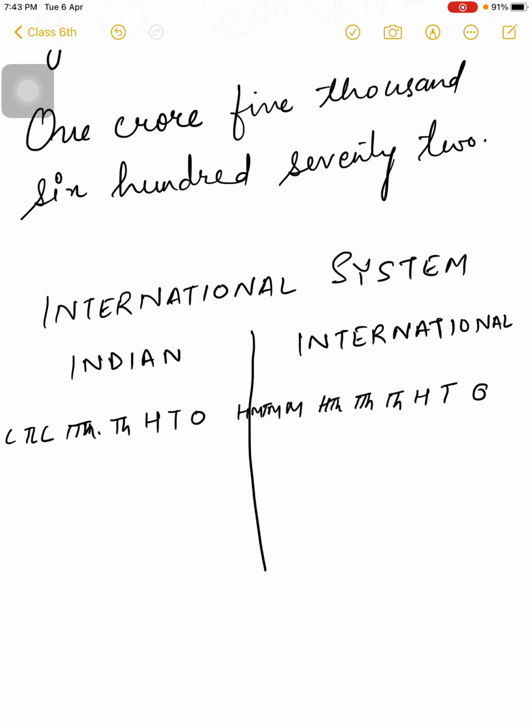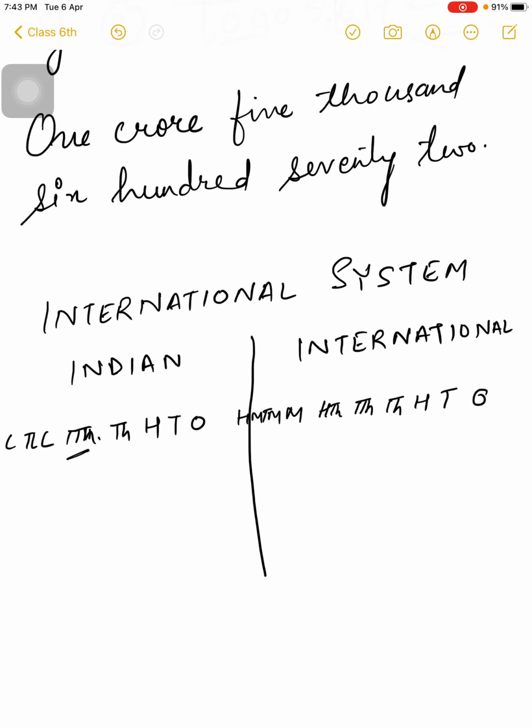So again, what is the difference between the Indian and international systems? Till 10,000 it is the same: ones, tens, 100, 1000, 10,000 in the Indian system, and in the international system also ones, tens, 100, 1000, 10,000. After 10,000 in the Indian system it is lakh, but in the international system it is 100,000. After that, million, 10 million, 100 million, then billion, 10 billion, 100 billion.